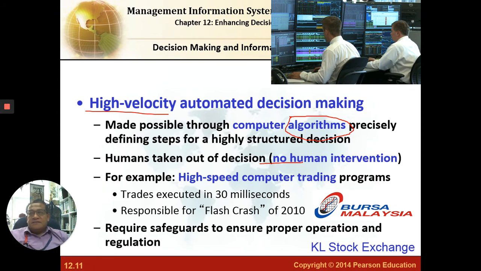Perhaps when the system programmer has already programmed the system, and the system analyst has approved that it will work as per design, then technically we don't need human intervention in running the information system. High speed computer trading, like in Bursa Malaysia, the Kuala Lumpur Stock Exchange, is high velocity automated decision making, in which the prices of shares are calculated automatically by a computer based on the input that they get from the environment, for example, from competitors or from a new contract being awarded. So calculation is done very fast, as trading between companies for shares is done at about 30 millisecond speed in making decisions.